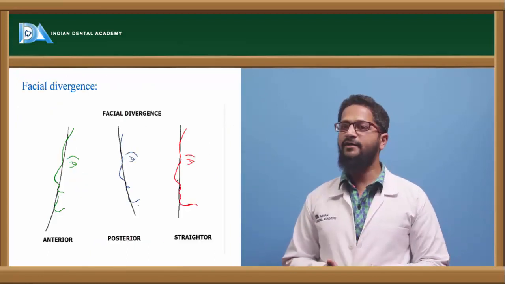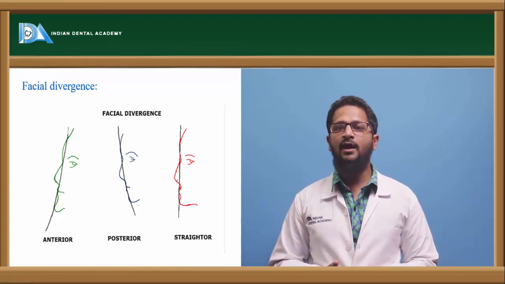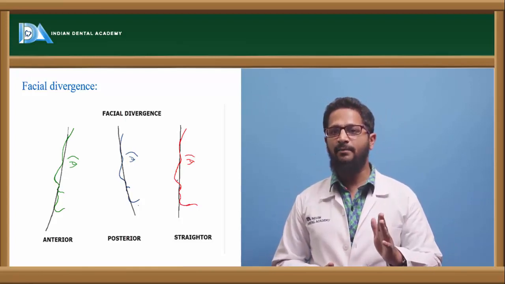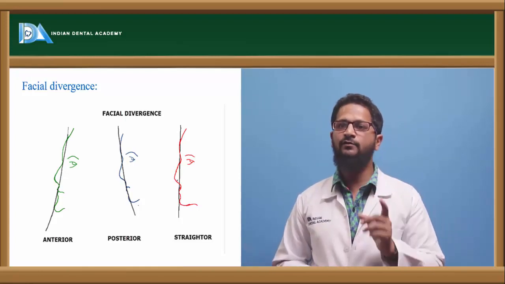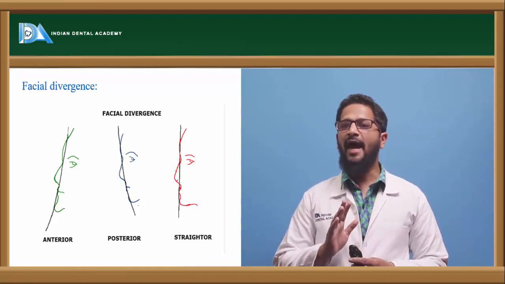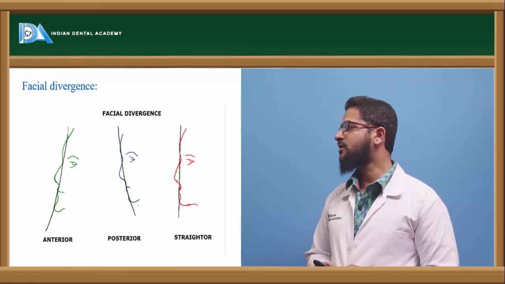Next is facial divergence. This can be evaluated by drawing a simple line passing from tip of the forehead to the tip of the chin. It can be straight, anteriorly divergent, or it can be posteriorly divergent.